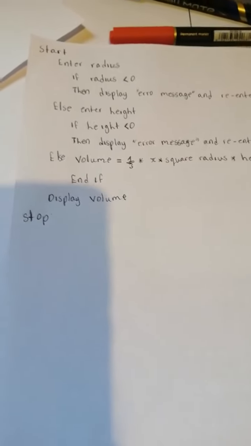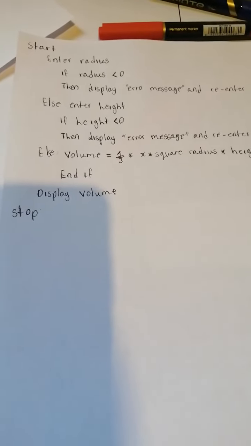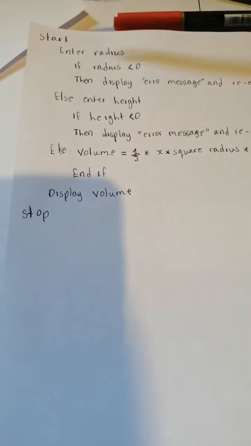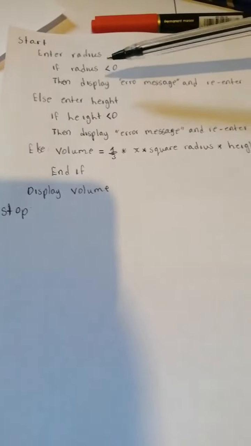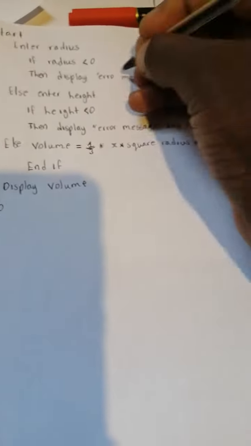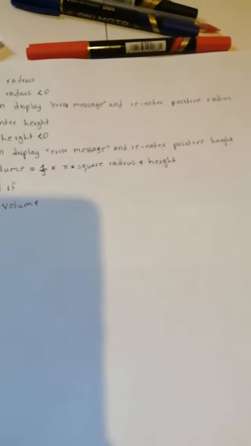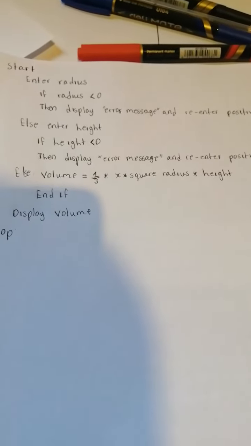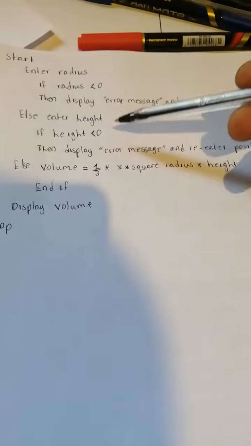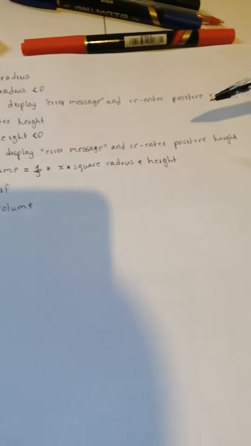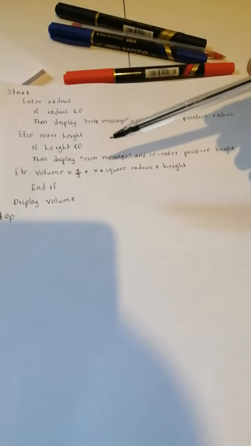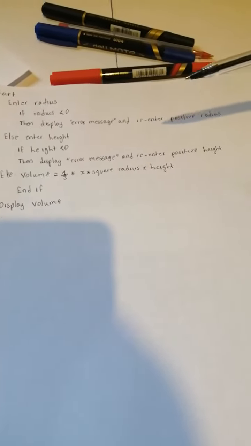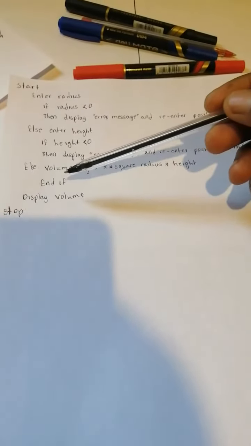We have been given this pseudo code, and then we have been asked to draw the corresponding flowchart. So we have start, enter radius. If radius is less than 0, then display error message and enter positive radius. Else enter height. If height is less than 0, then display error message and enter positive height. And then here we have else volume is equal to 1/3 times pi times square radius times height. And then display volume, and then here we have stop.